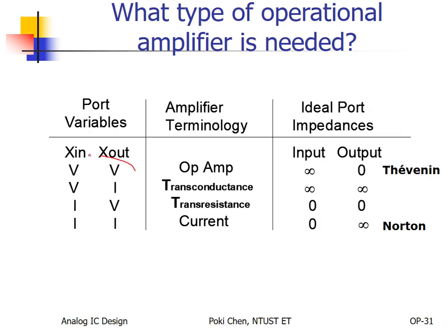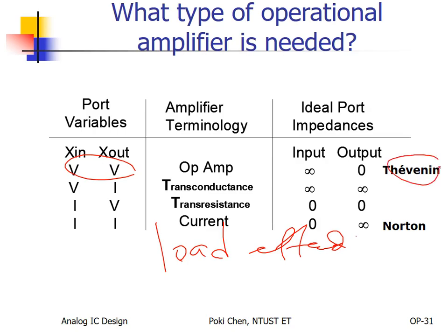You can see for VV, voltage op-amp. Voltage input means what? To reduce the so-called load effect. Right? We hope the input resistance is infinite, as high as possible. According to Thevenin equivalent circuit, okay? So we hope for the input, the resistance should be sky high.